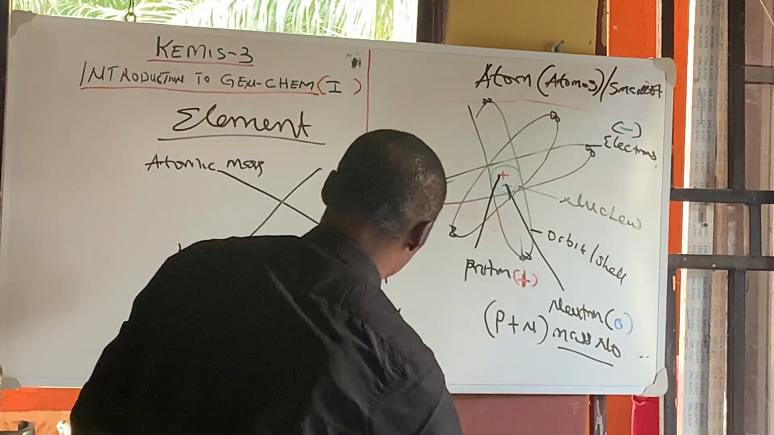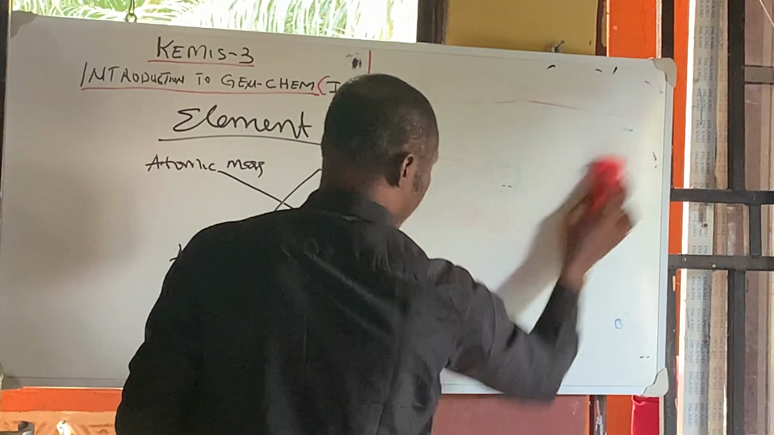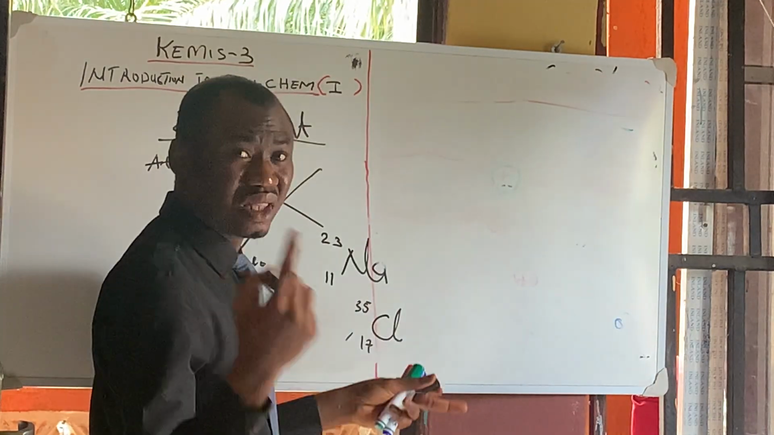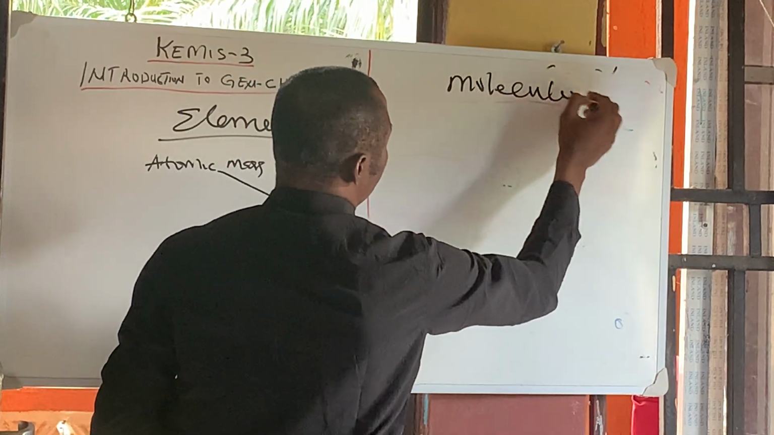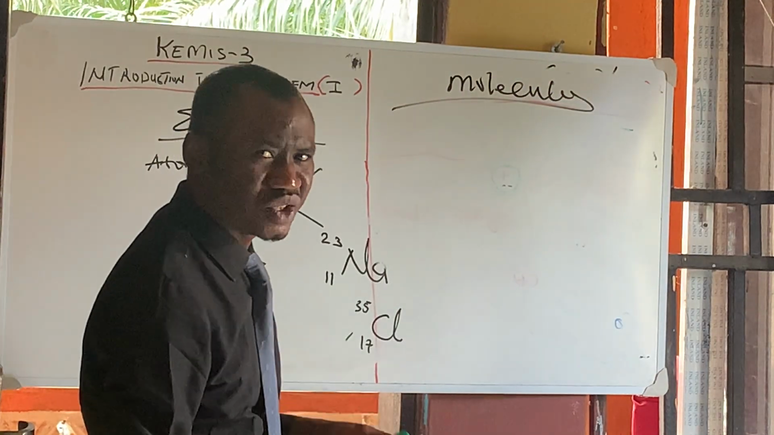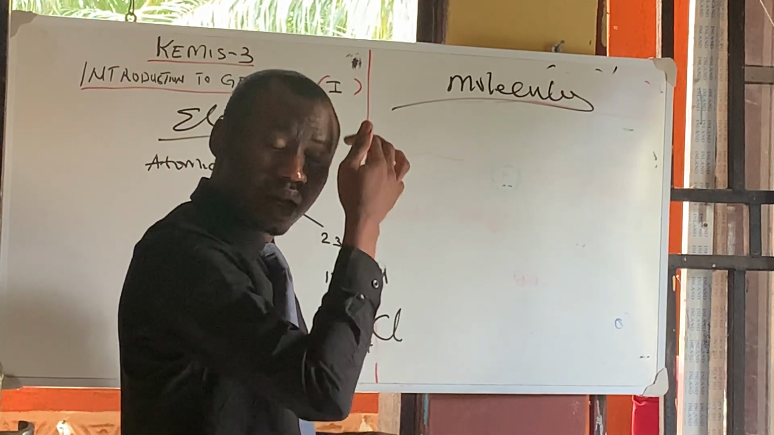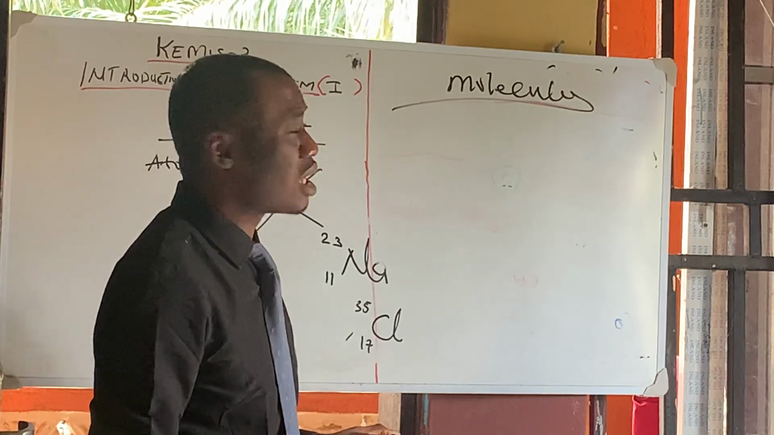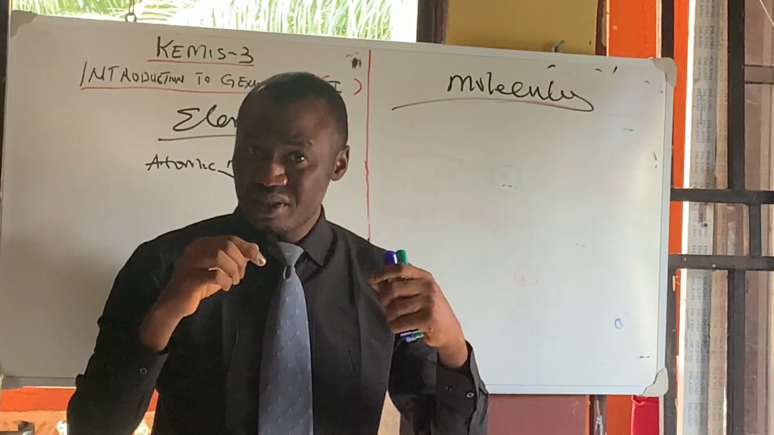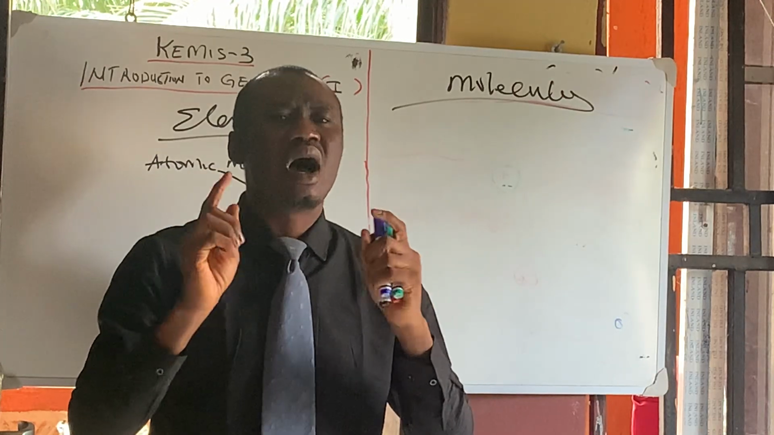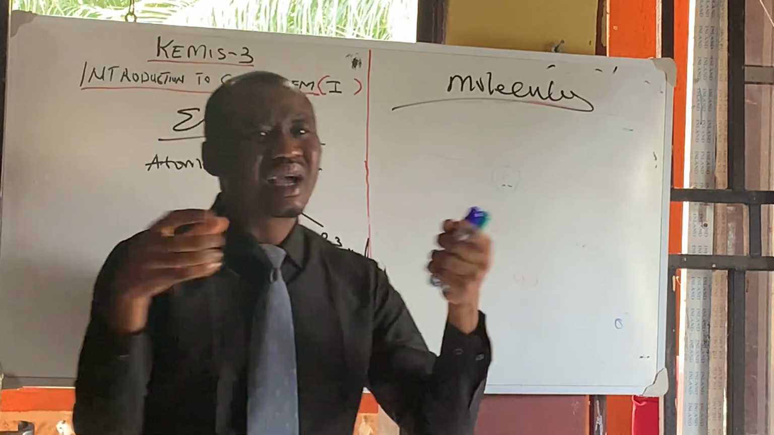Now, we're going to the next thing, which is molecules. So, what's a molecule? Don't forget the definition of elements. If you have not written it down, it's a pure substance that is capable of independent existence and cannot be broken down into simpler substances by ordinary chemical means. So what's a molecule? A molecule is two or more elements that are chemically bound together.